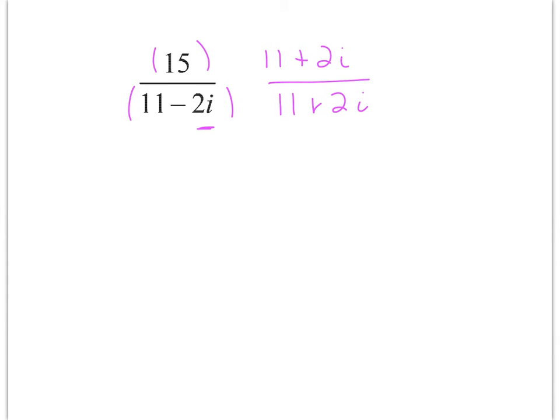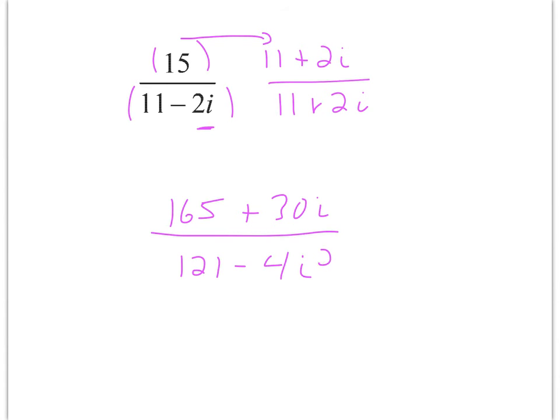Okay, so up top now I'm going to distribute that 15. 15 times 11 is 165. And 15 times positive 2i, of course, is 30i. On the bottom, we're going to multiply 11 minus 2i times 11 plus 2i. These are conjugates, so I'm going to get 11 squared, which is 121, minus 2i times 2i, which is minus 4i squared.